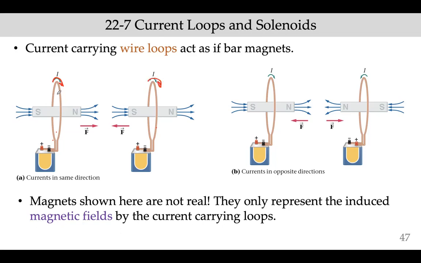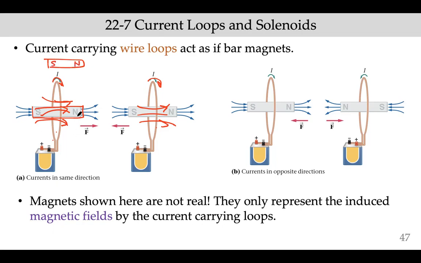Well, use your right hand, the second right hand rule. You will find these will create magnetic field lines in these directions, and this is the same direction. Now instead of these magnetic field lines, you can forget about them and place a bar magnet. These bar magnets are not real here. They're just put to show the direction of the magnetic field lines created by this current.